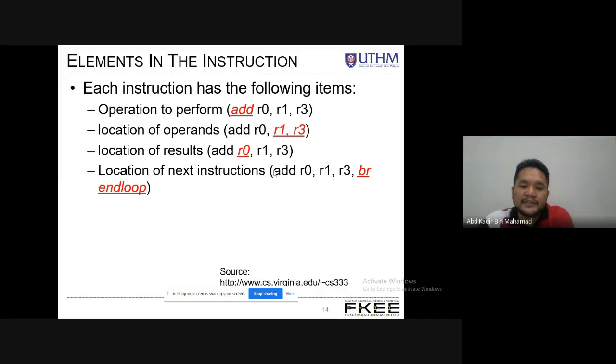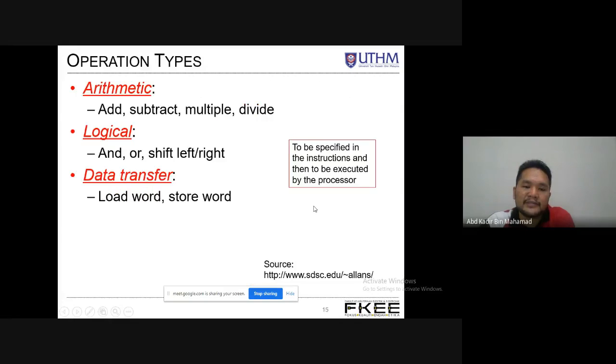Okay, so this is an example. We already discussed in chapters 1, 2, 3, and 4 as well. The operation to perform is the addition operation. The location of the operands is R1 and R3. The location for the result, the resultant, you store at R0. Then the location for the next instruction: for example, if there is a branch, they go to the branch for the next instruction.